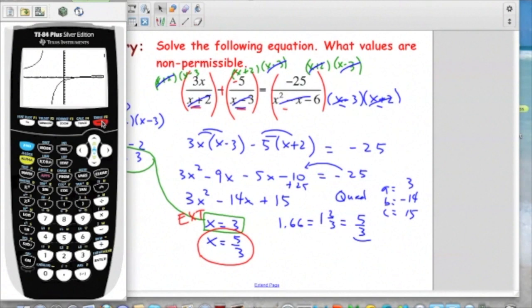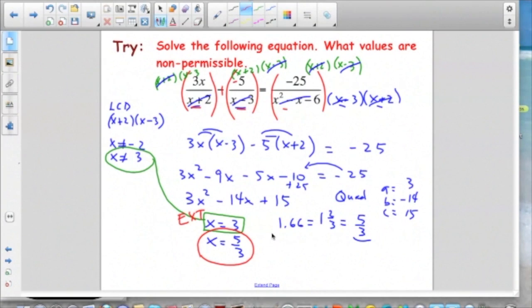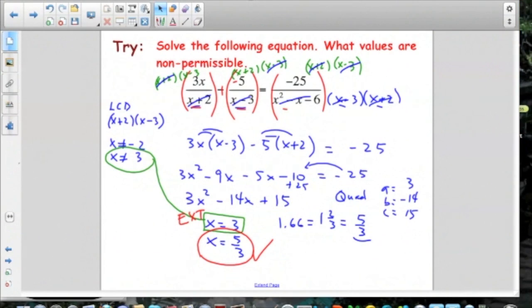Now we know we have an answer of 5 over 3, so we do a trace. 5 divided by 3, enter, and voila, we got a 0. So we know 5 over 3 is the solution. All right, so let's move on.